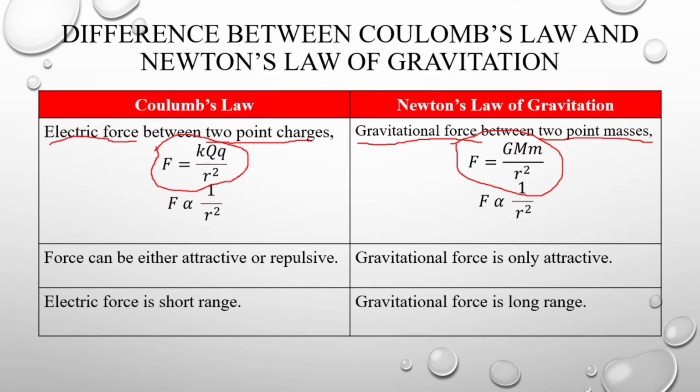Another difference is, in Coulomb's law, the force can be either attractive or repulsive, while in Newton's law of gravitation, the gravitational force can only be attractive towards each other. In Coulomb's law, the electric force is very short range, but in Newton's law of gravitation, the force can be very long range.